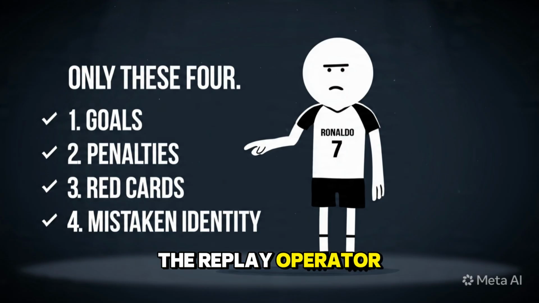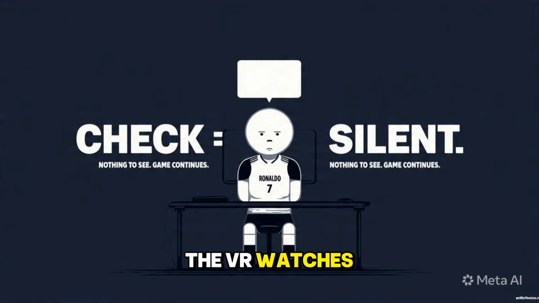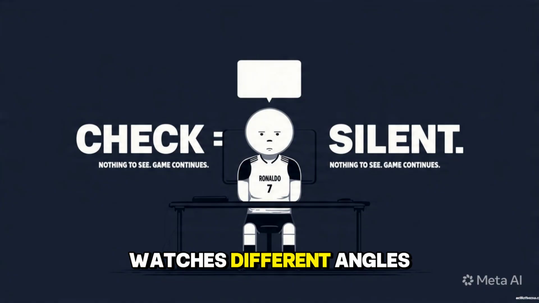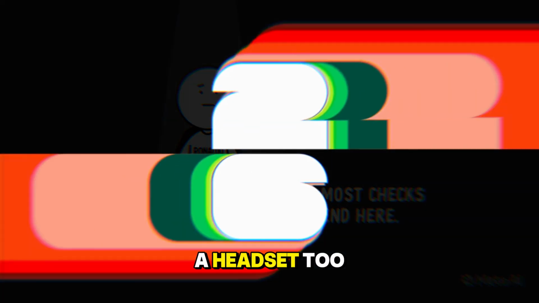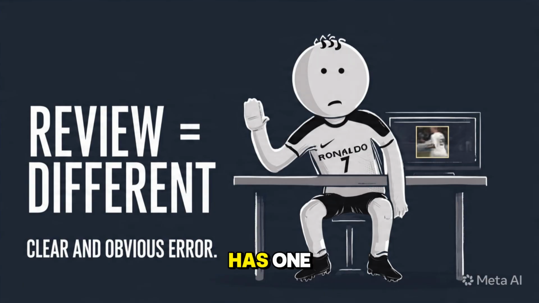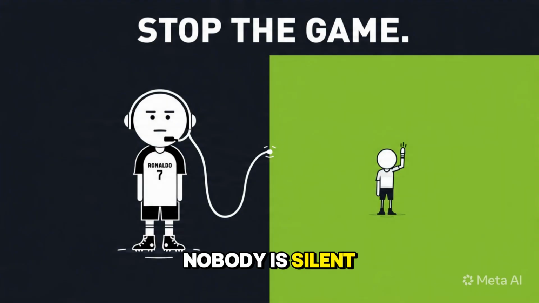The replay operator controls the footage, every camera angle, every frame, every speed. When something happens on the pitch, the replay operator pulls the relevant footage instantly. The VAR watches it. The AVAR watches different angles simultaneously. They talk to each other through headsets. The referee on the pitch has a headset too. The 4th official has one. Everyone is connected. Nobody is silent.